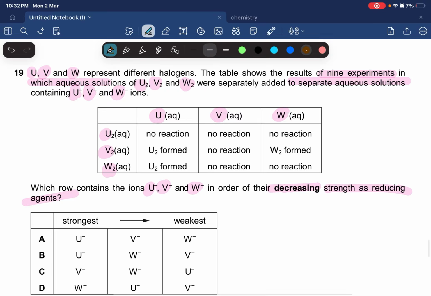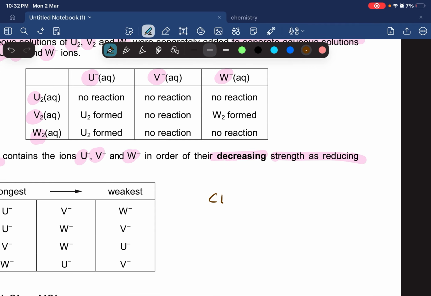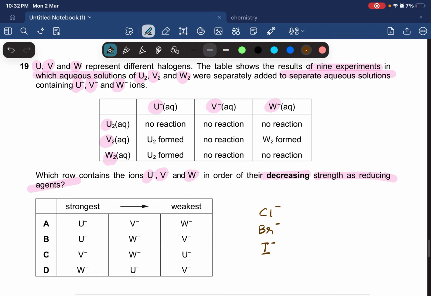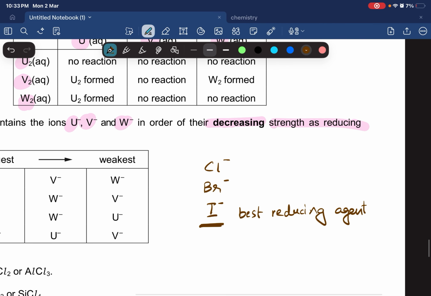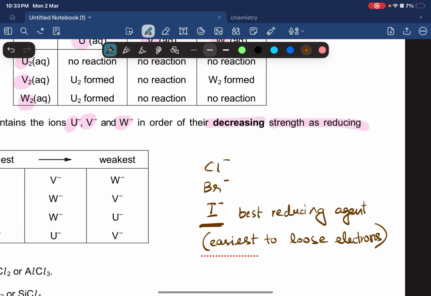So if we talk about chloride, bromide, and iodide, what do you think is the best reducing agent? So this iodide is the best reducing agent, because what does a reducing agent do? Reducing agent loses electrons, and for iodide it is the easiest to lose electrons. So iodide is the best reducing agent.